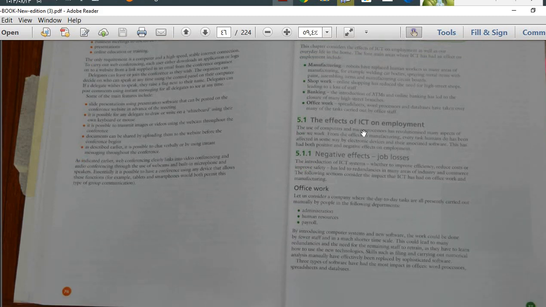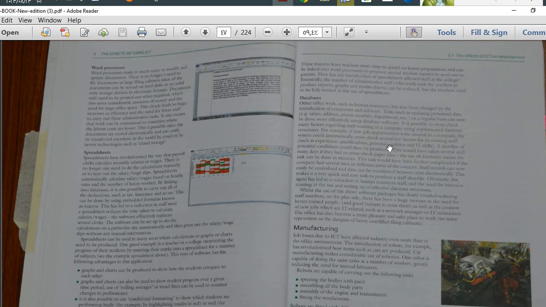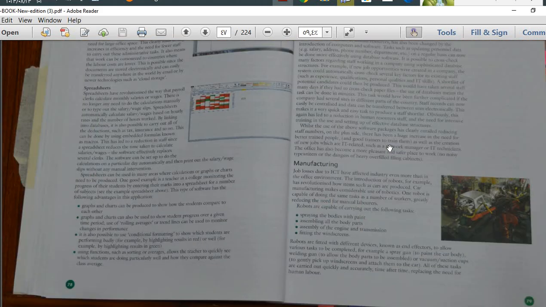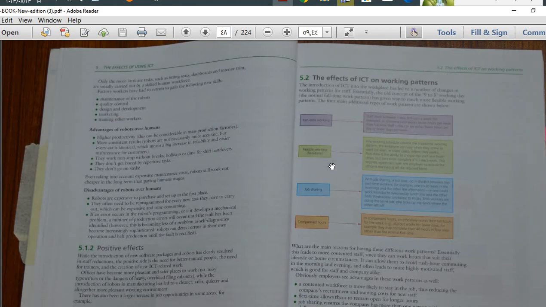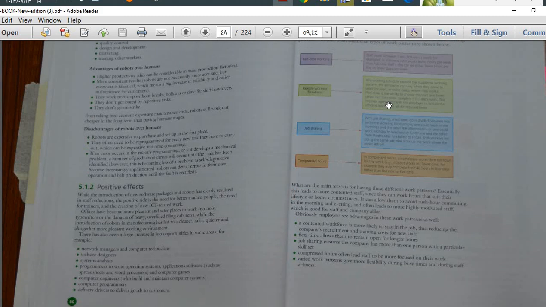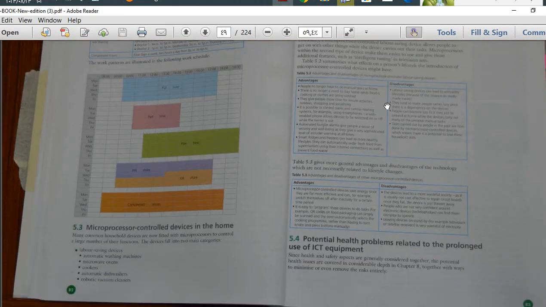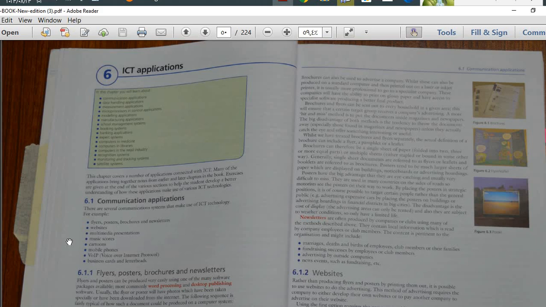Then in chapter 5 we will talk about the effects of using ICT. First, the effect of ICT on employment. How ICT affected employment. Then the manufacturing. Also the effects of ICT on working patterns. Potential health problems related to the prolonged use of ICT equipment.